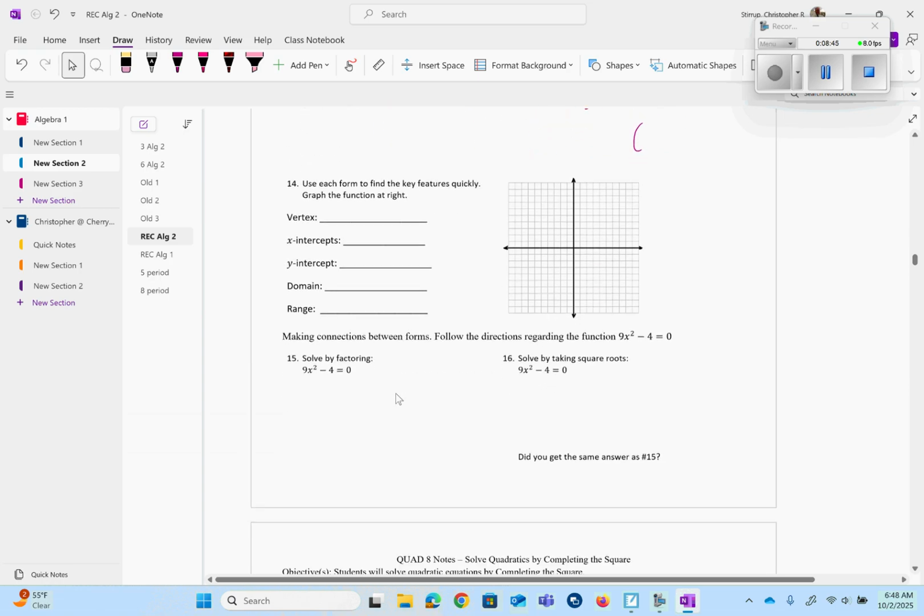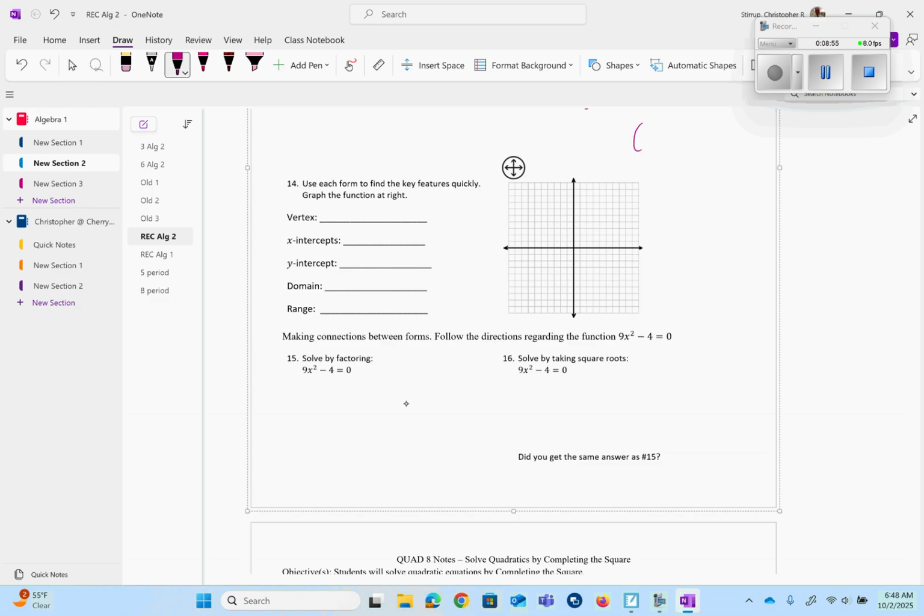Solve by factoring. We're going to subtract 4 from, or we're going to get that's going to give me 3x plus 2 and 3x minus 2, which gives me x equals negative 2 over 3 and x equals positive 2 over 3.